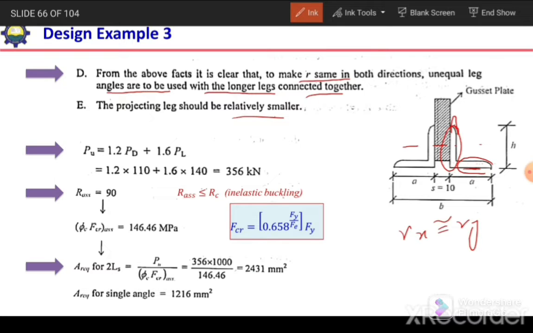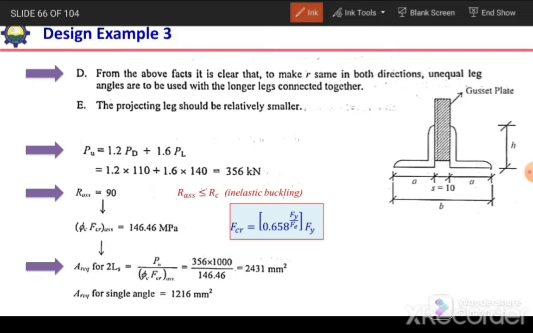But if we select a section with equal legs, then Rx of the built up section will be less than Ry of the built up section. Okay, so from this discussion we can conclude that we need to select an unequal leg section with the connected leg longer, and the projecting leg should be smaller.